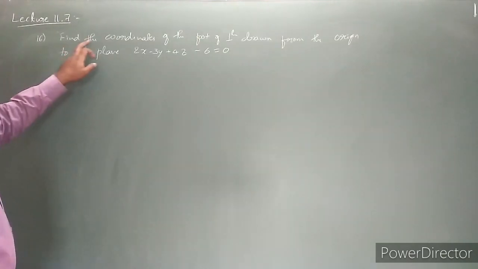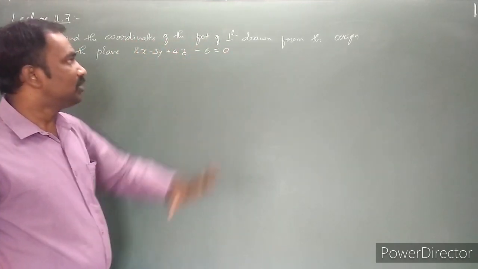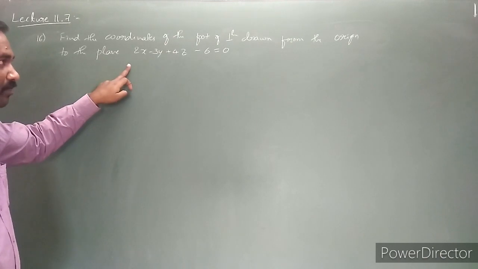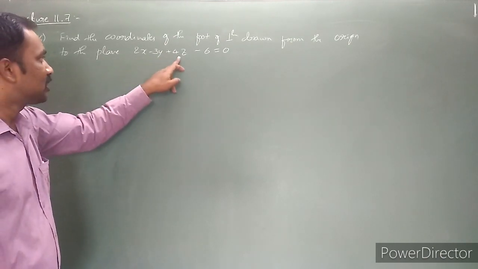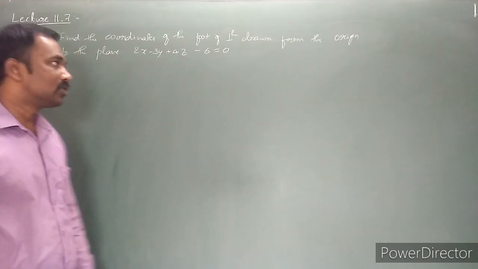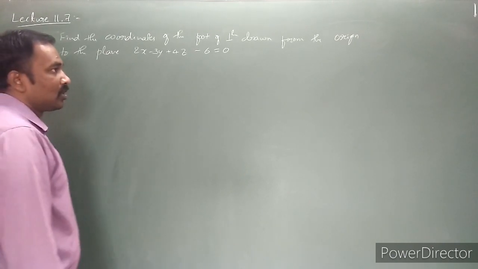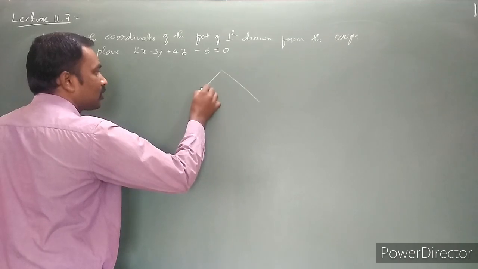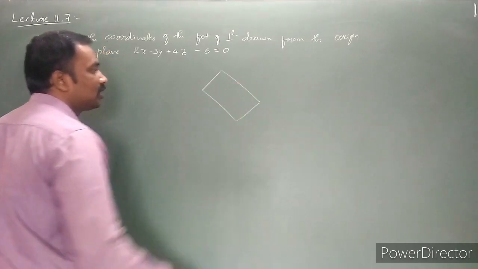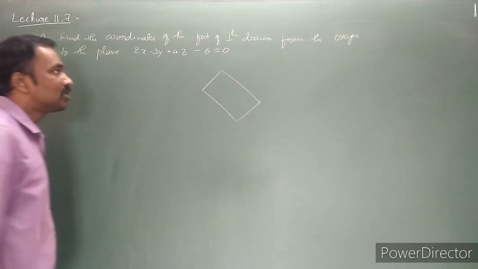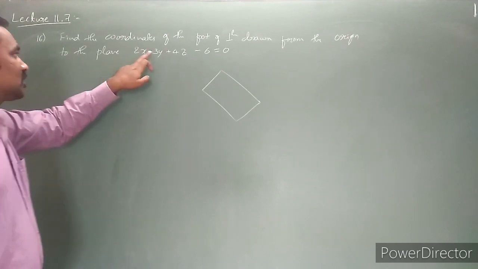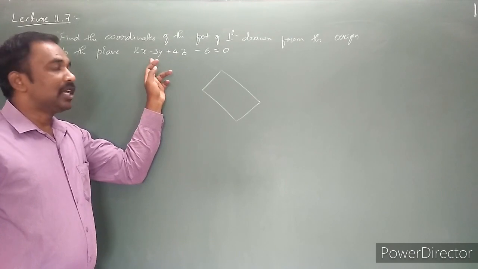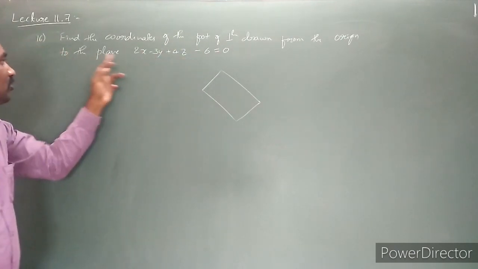Okay. Find the coordinates of the foot of the perpendicular drawn from the origin to the plane 2x minus 3y plus 4z minus 6 is equal to 0. What we need to find? The plane equation is given. What is the plane equation? 2x minus 3y plus 4z minus 6 is equal to 0. This is the equation of the plane.